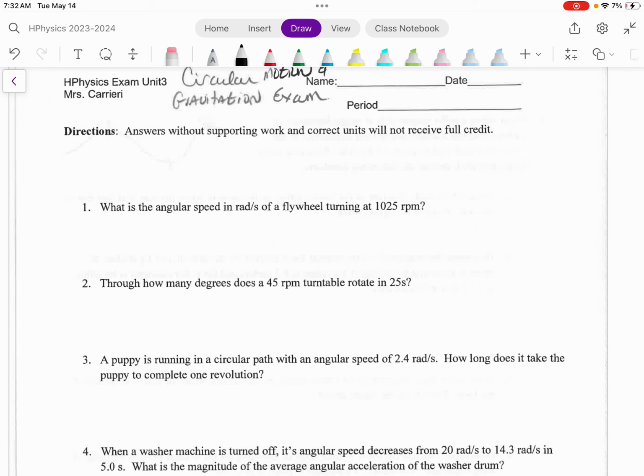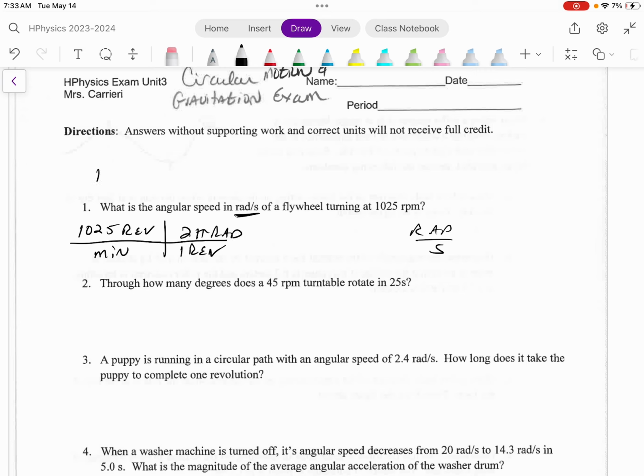What is the angular speed in radians per second of a flywheel turning at 1,025 revs per minute? So 1,025 revs per minute. Per is a division, and now we need to get it into radians per second. So this is basically a conversion problem. Let's see. We know that we have 1 rev, and what are they needed in? Radians. So 2 pi radians.